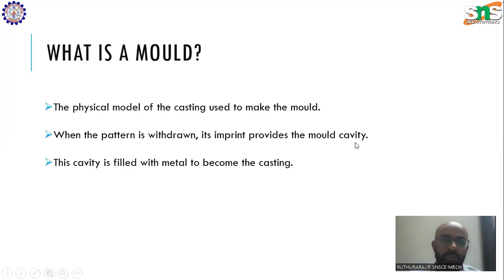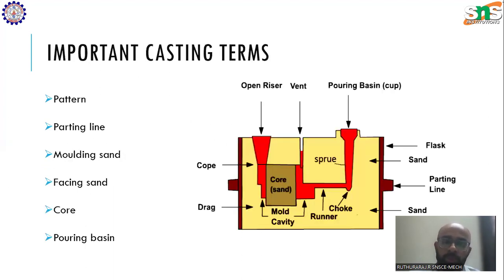We have discussed the pattern. A pattern is the replica of the object which needs to be made. It may be made of wood, wax, plastic, like that, even glass. So once the pattern is done, it will be placed on top of sand to make the replica. Once the pattern is placed on sand and rammed, when you remove the pattern, there will be a cavity there.